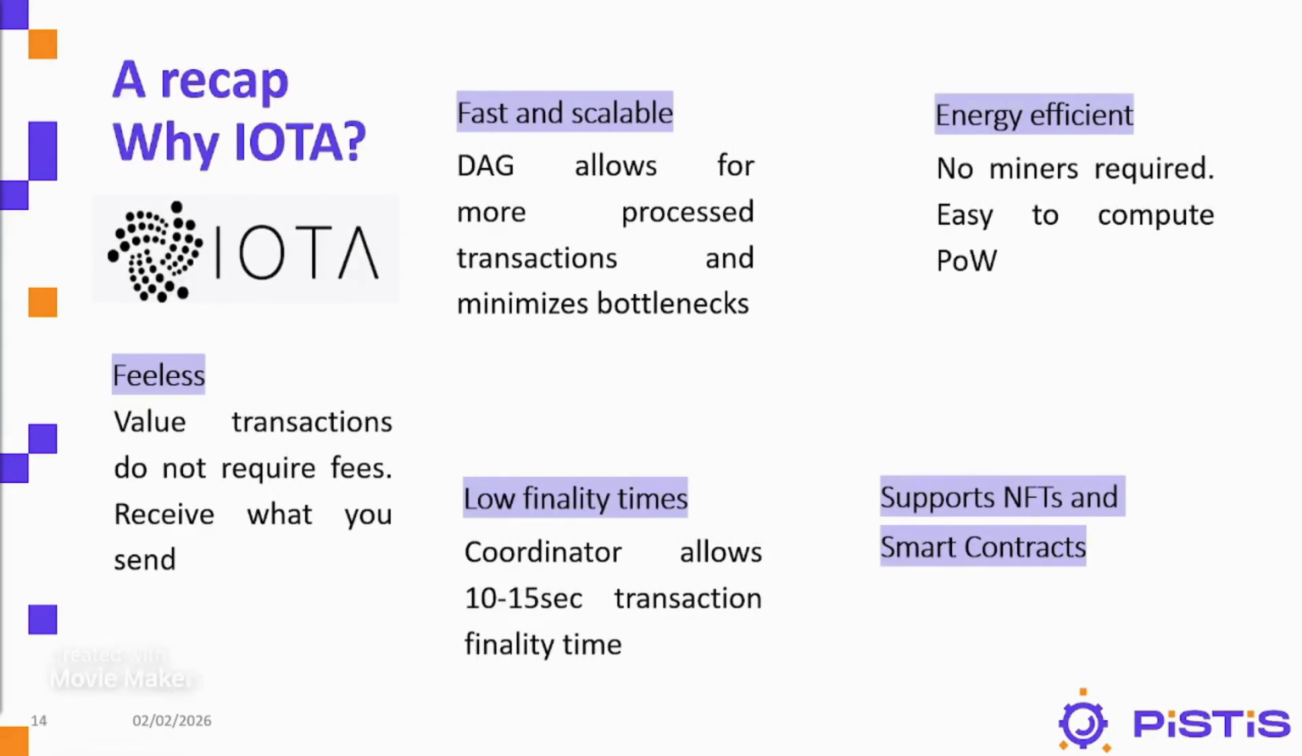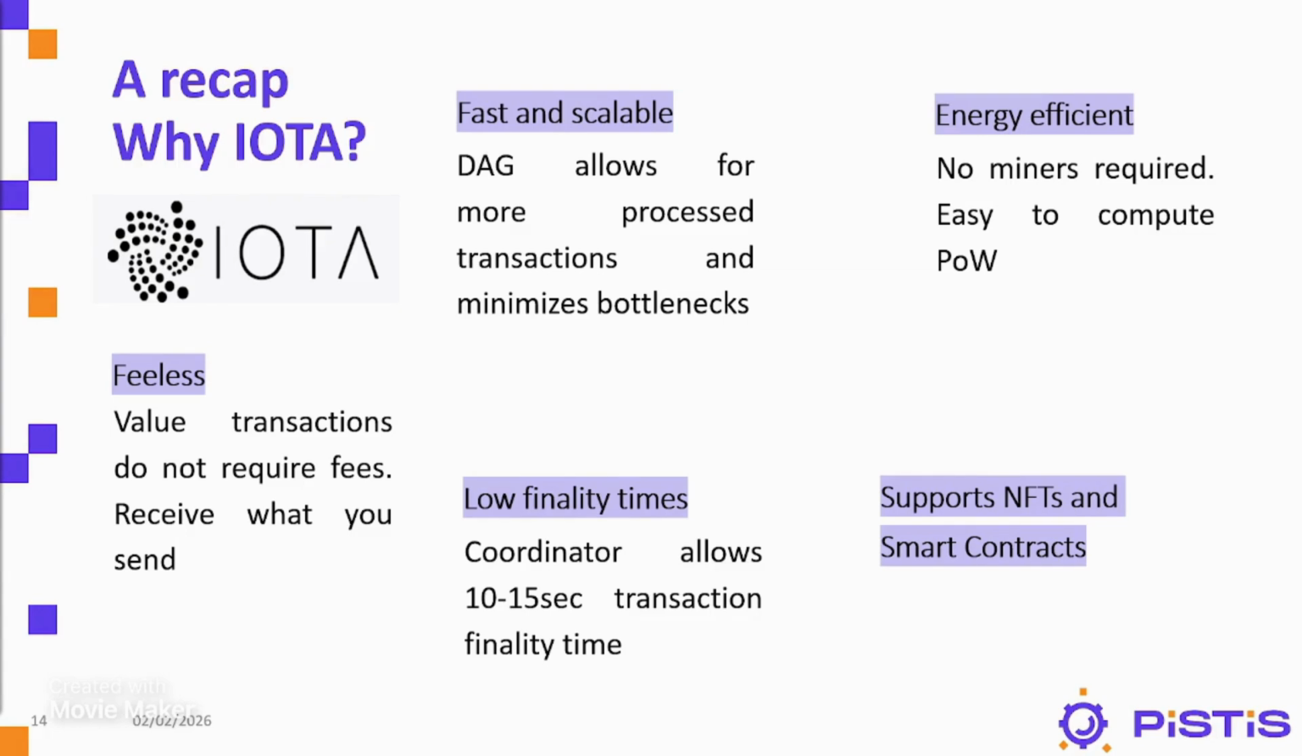Let's recap the key advantages of IOTA. Perhaps IOTA's most revolutionary feature is that there are no transaction fees. In traditional blockchains, miners charge fees to prioritize your transactions. In IOTA, consensus is achieved not through monetary fees, but through computational effort. Each new transaction validates earlier ones, helping secure and advance the network.